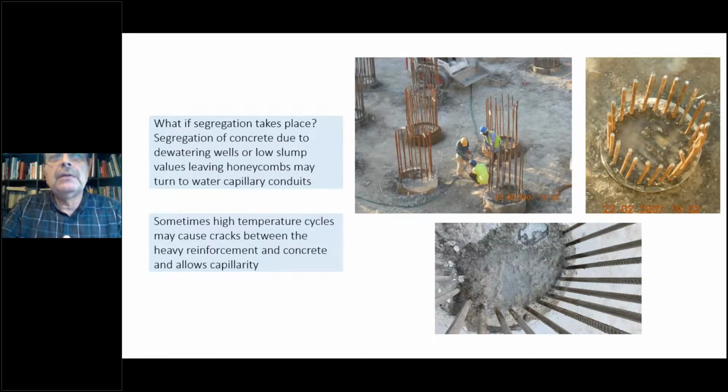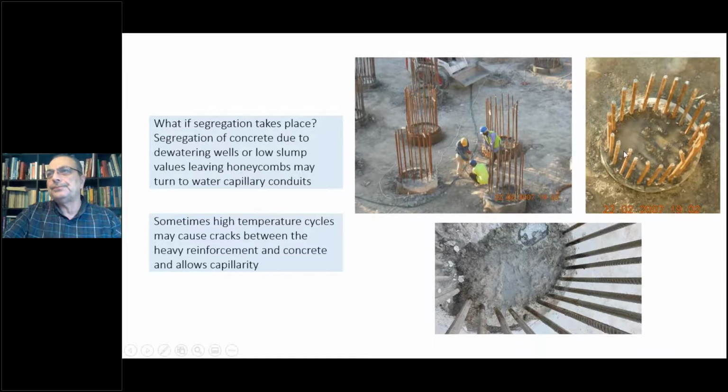What if segregation takes place? Segregation happens usually because of unsteady flow of the groundwater nearby the piles. If there is a flow of water during concreting, that flow may wash the cement and cause segregation. Also sometimes because of low slump, that causes honeycombs and voids in the concrete, and those act as capillary conduits within the pile. So after the pile is finished, we see the pile is bleeding water at its top. It's not from the surroundings, it's from the middle of the pile.